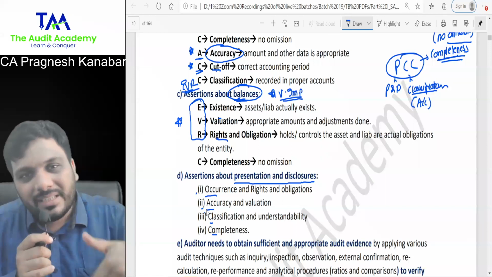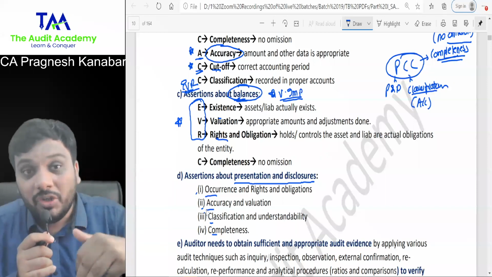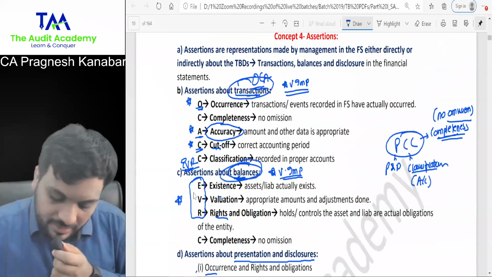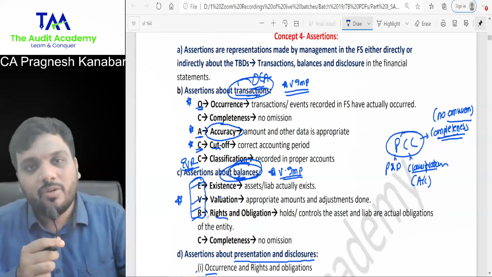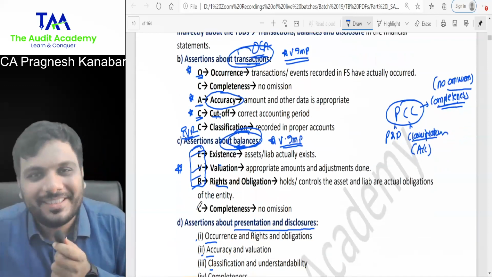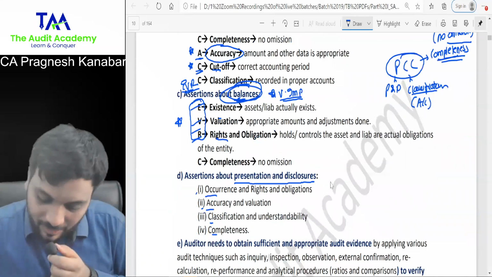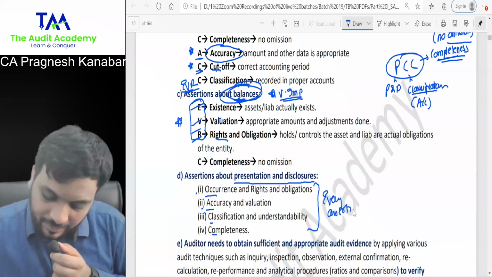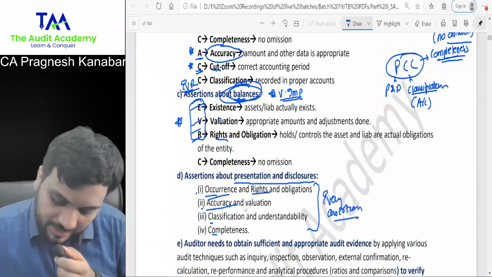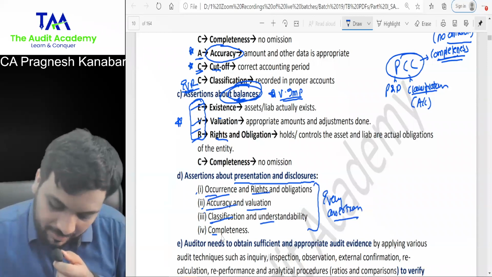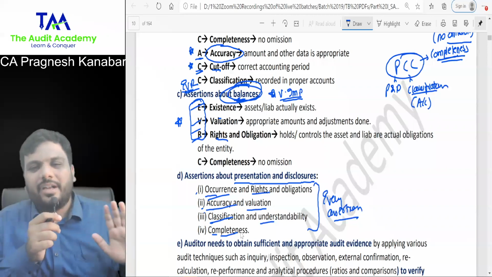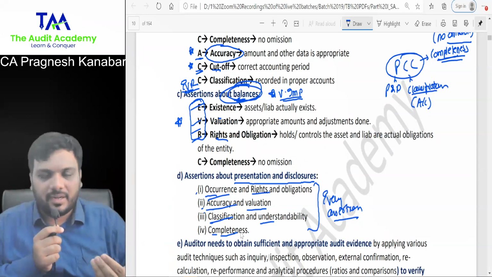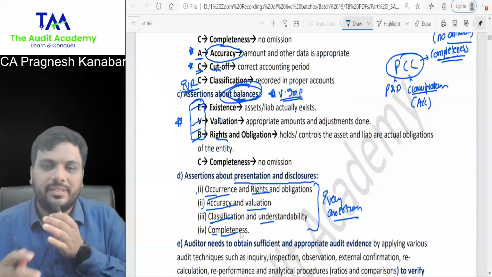So in presentation and disclosure, you don't have to remember anything unique. Whatever you are doing for transactions and balances, for that you are going to give the presentation and disclosure. So that is why in presentation and disclosure, you will see that every assertion is written over here. Look at this. Occurrence, rights and obligation, accuracy, valuation, classification, understandability, completeness. Basically everything you can write over here. Because whatever we are going to verify in balances and transactions, for that we will obviously see the presentation and disclosure.